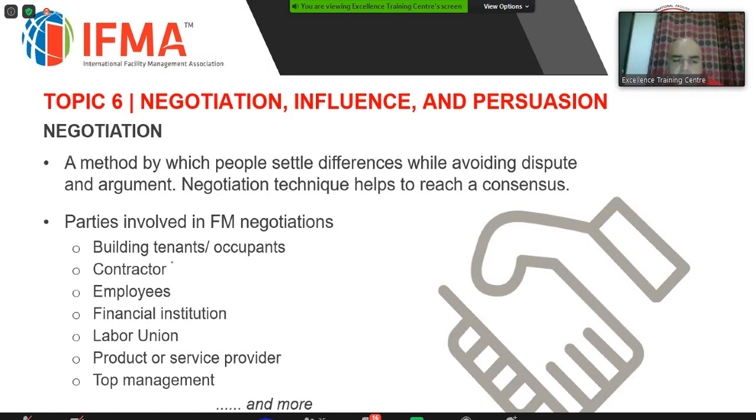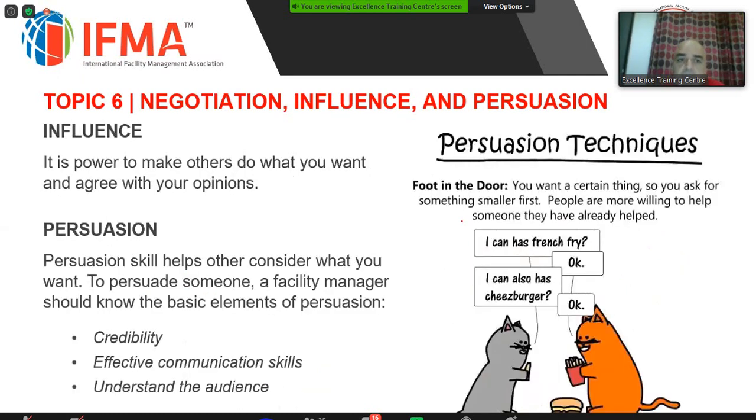You can be negotiating with contractors regarding prices and timelines, with employees, with financial institutions when you're trying to negotiate a loan, with labor unions, and so on. And with your management, you are negotiating also. Like your management tells you, okay, we need to finish this chiller replacement in 2 weeks. You tell them it's not possible. Please give me more time for me to do a good job. So you are negotiating.